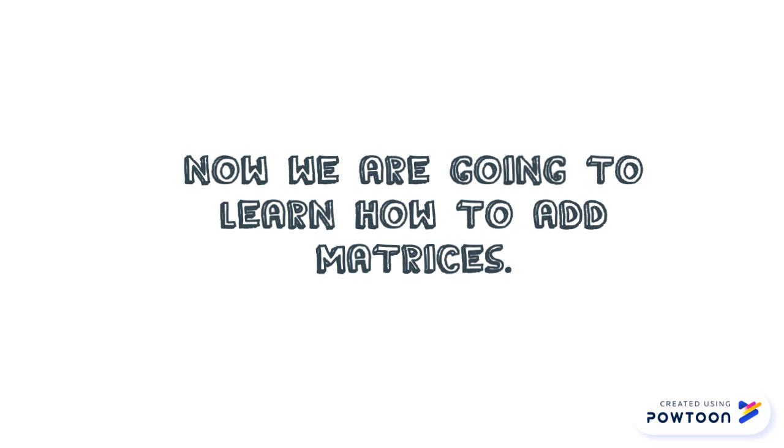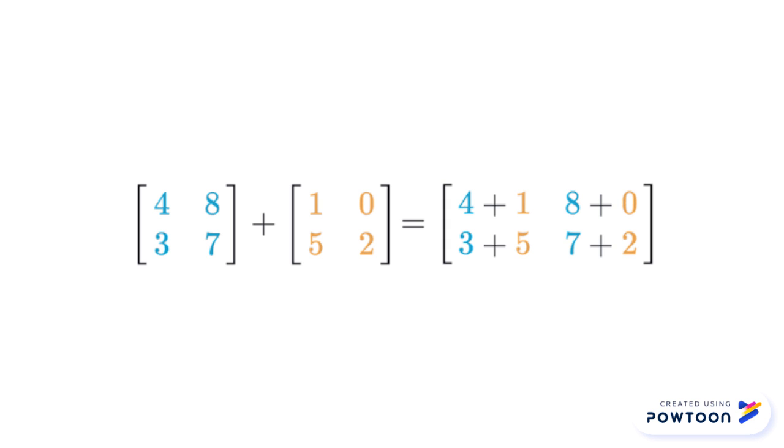Now we are going to learn how to add matrices. In order to add matrices, we need to have the same size for each one, and the result will be the same size, 2 by 2. Adding matrices is just like adding numbers. We just add the two numbers in each column and row, and we get the result. As we finish, we'll get a result of a 2 by 2 as well, but just with different numbers.